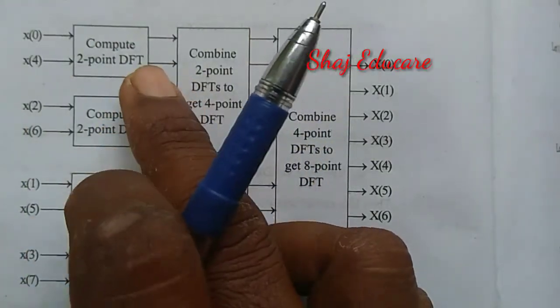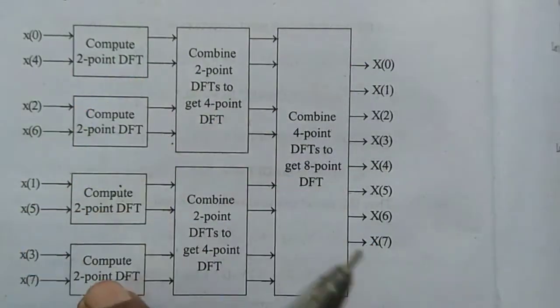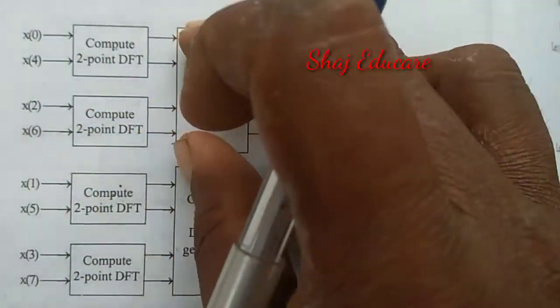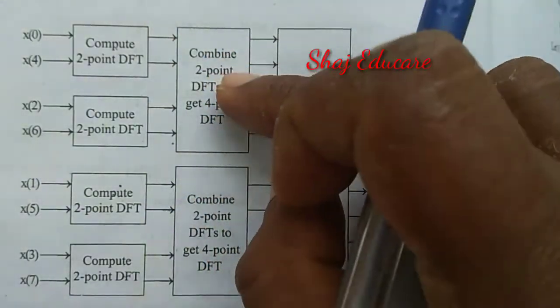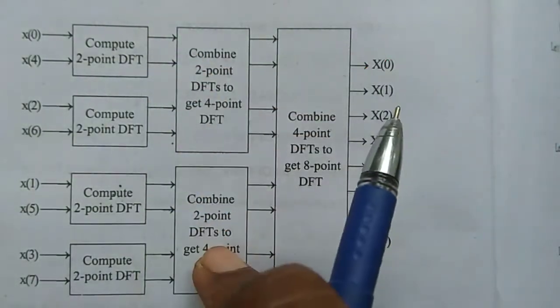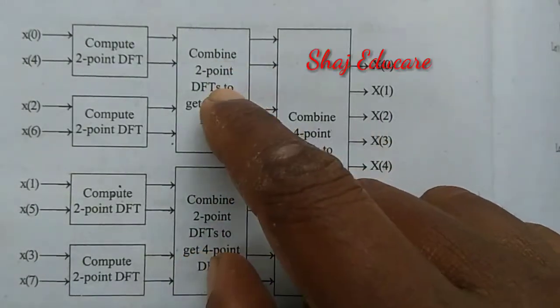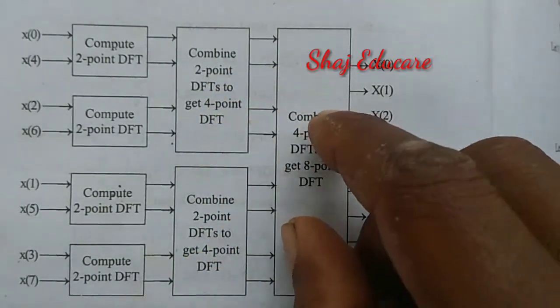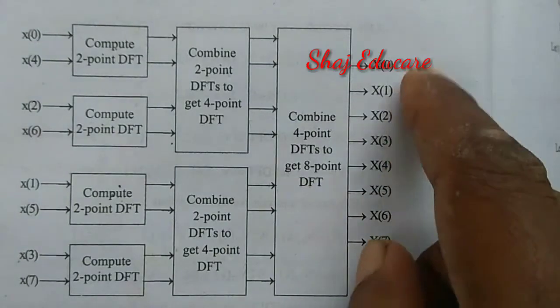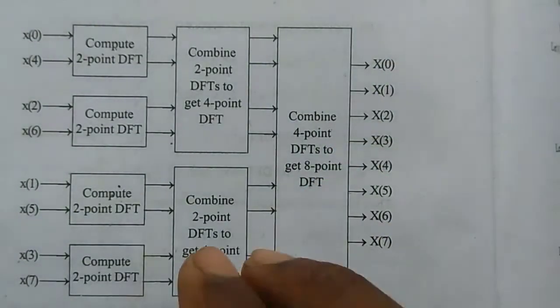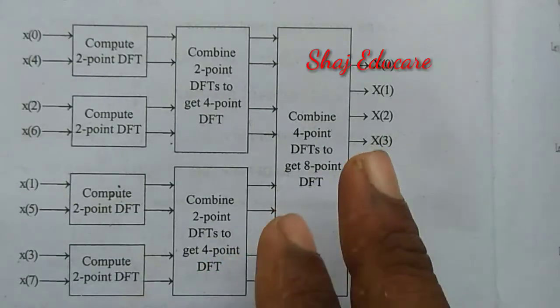By combining the outputs of these four 2-point DFTs, we get two 4-point DFTs. Again, by combining these two 4-point DFTs, we get a single 8-point DFT. This is the meaning of the divide and conquer approach.